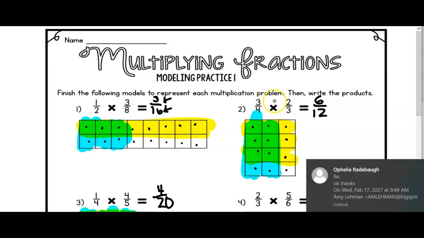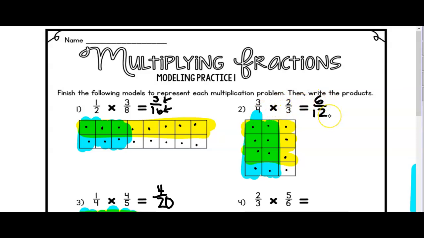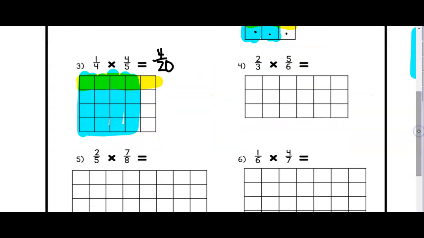Let's look. Does this work? 3 times 2? Yep. And 4 times 3? Yep. Okay, so let's look down here at this next one. We're not going to color it in. At first, we're going to solve it and see what happens. So if I take 2 times 5, I'm going to get that answer right there. If I take 3 times 6, I'm going to get that answer right there.